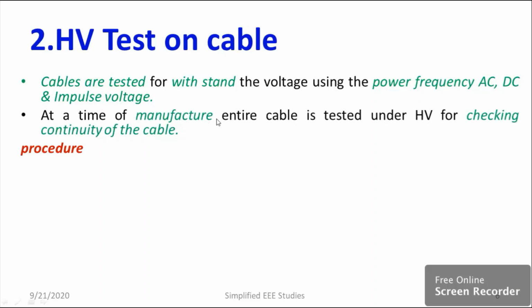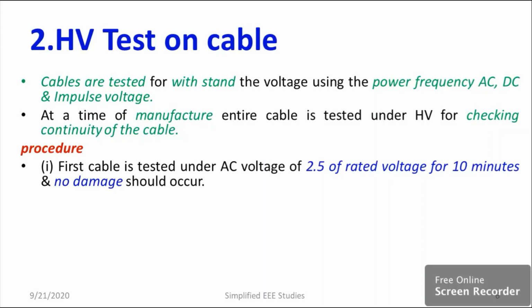At the time of manufacture, the entire cable is tested under HV for checking the continuity of the cable. That is required. At the time of manufacturing, this test has to be done. So let us discuss the procedure. There are three procedures mainly. According to the first procedure, the cable is tested under high voltage AC of 2.5 times the rated voltage for 10 minutes. Make sure that no damage occurs. So that's the first procedure.